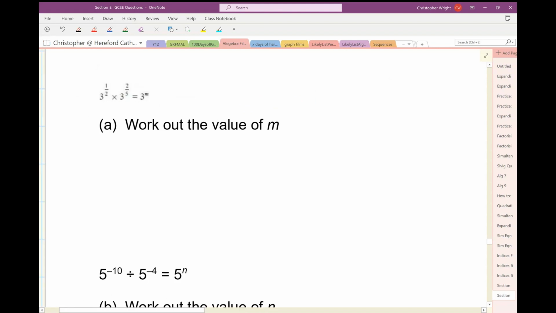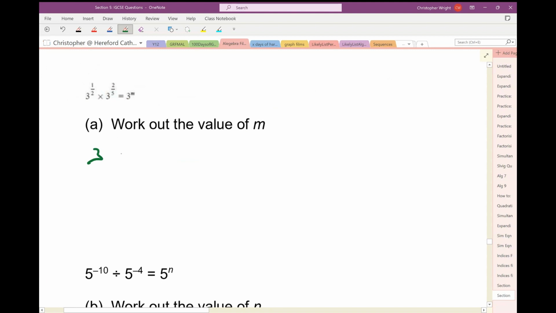Right, 3 to the half multiplied by 3 to the 2/5 is equal to 3 to the m. Well, let's work out what 3 to the half multiplied by 3 to the power of 2/5 is. All I've got to do is add those indices, so a half plus 2/5, which is going to give me 9/10. So the left-hand side is 3 to the power of 9/10. So 3 to the power of 9/10 equals 3 to the power of m. What's m? Well, clearly m is 9/10.